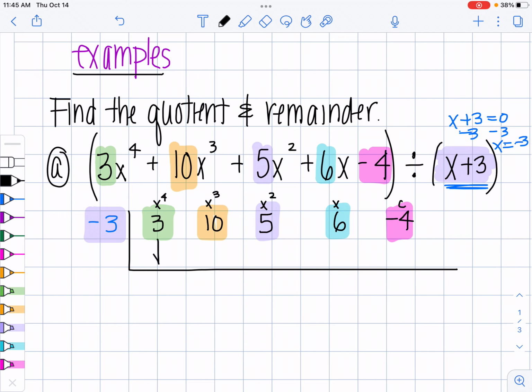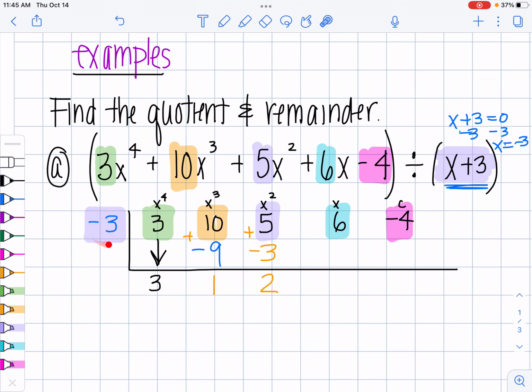First thing I do, I bring down my first number, 3. Now I take the number out in front, and I multiply it by this number here, and I write it in this space. So negative 3 times 3 gives me negative 9. Then I add these numbers together. 10 plus negative 9 is 1. Now I take negative 3 and I multiply it by 1. So I do negative 3 times 1 is equal to negative 3. I write it in this space. Then I add 5 plus negative 3 is 2.